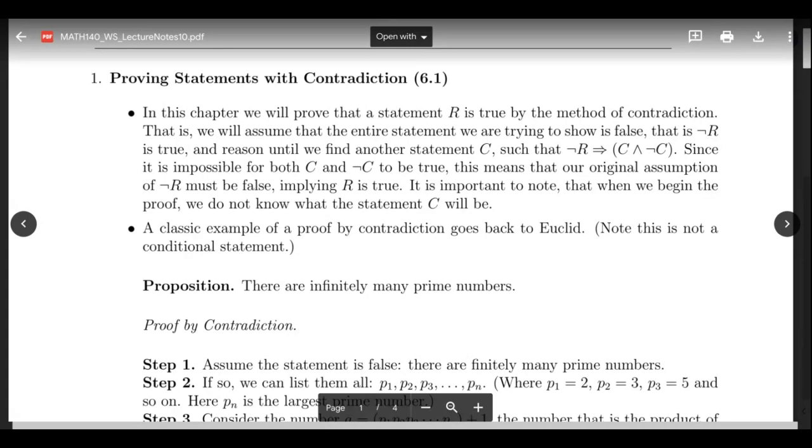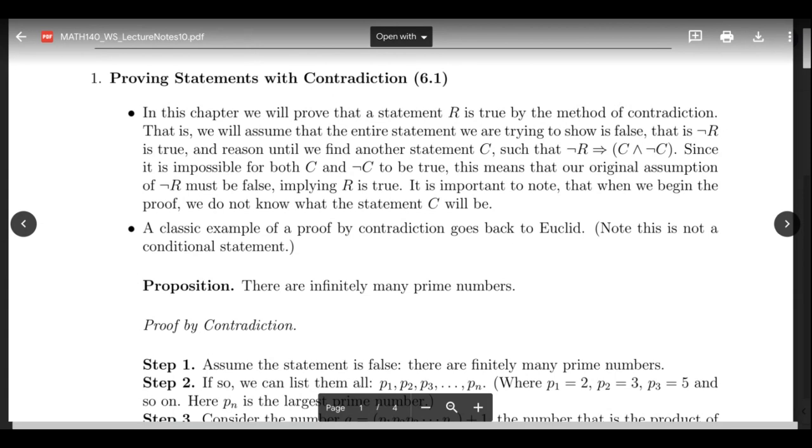We're going to talk about the third kind of proof. We have talked about direct proof, if P then Q, which means we assume the P statement and prove the Q statement. Or we can prove by contrapositive. That means if P then Q, we assume not Q, then we prove not P. That's contrapositive. Today we're going to talk about proof by contradiction.